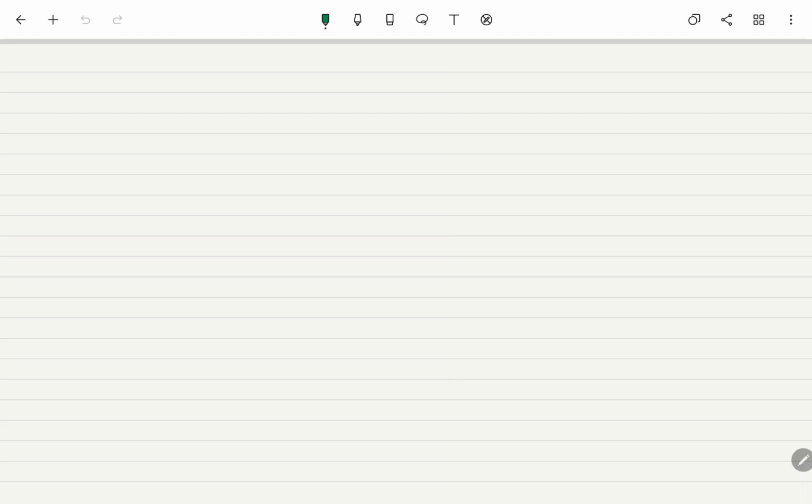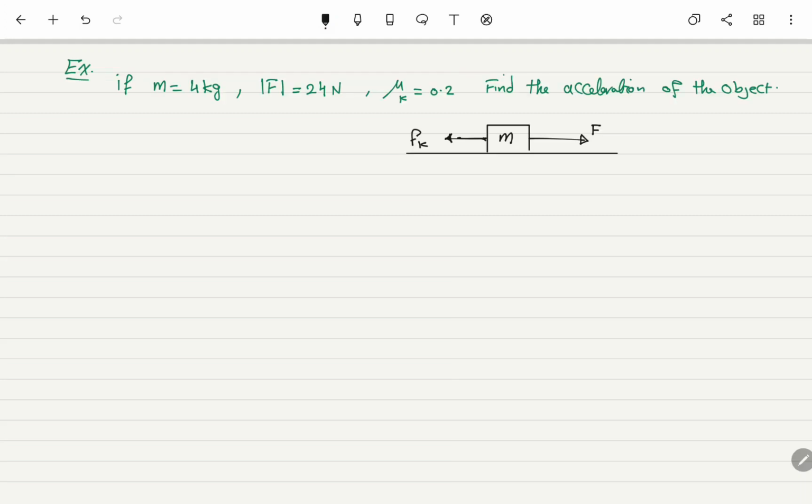Let's have another example. An object has a mass of 4 kilograms and the net force acting on this object is 24 newtons. If the coefficient of kinetic friction is equal to 0.2, find the acceleration of the object. To solve this, let's draw a free body diagram. Here we have F, the kinetic friction, the weight directed downward, and the normal force is this one here.